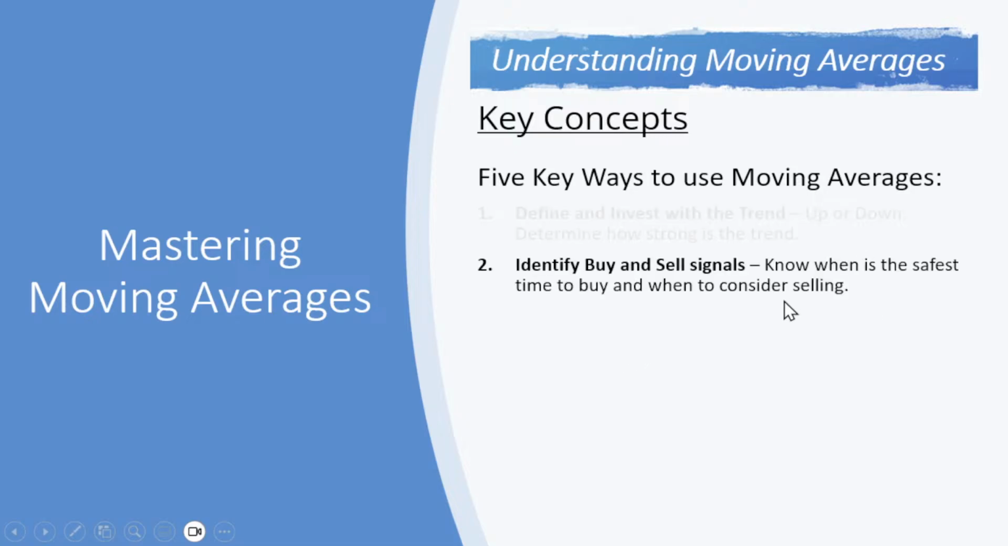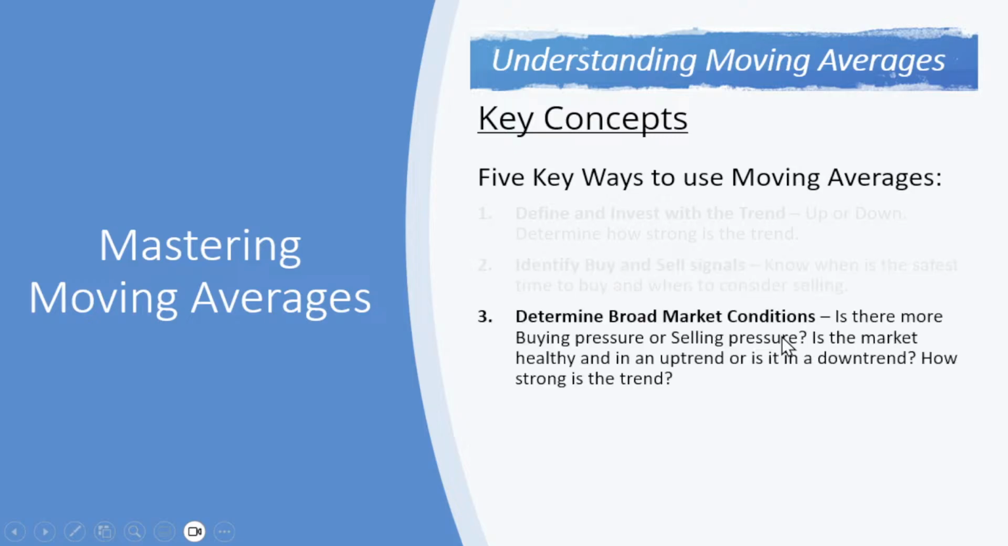You can also determine how strong the trend is by the slope. Okay, the slope of the moving average. We'll explain that a little bit next. It triggers buy and sell signals, so you'll know when it's safer to enter a trade, you'll know when it's safe to exit a trade. It assesses market conditions as well.